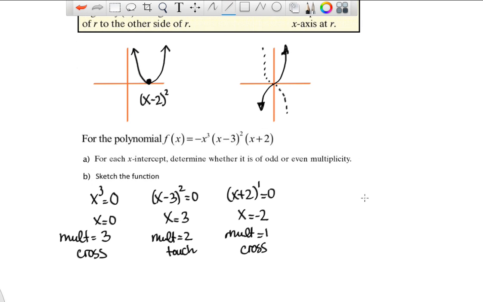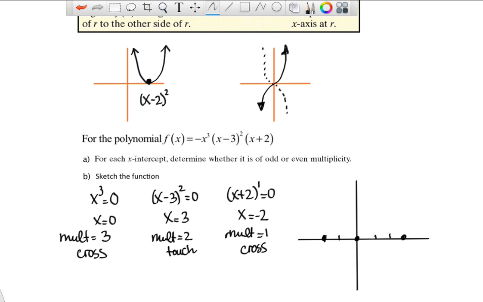Sorry, I was trying to see how much room I had below it. So not a lot, so we'll do it on the side. So I'm going to mark the zeros, and then we'll see what happens. I get a 0 at 0, I get a 0 at 3, and I get a 0 at negative 2.